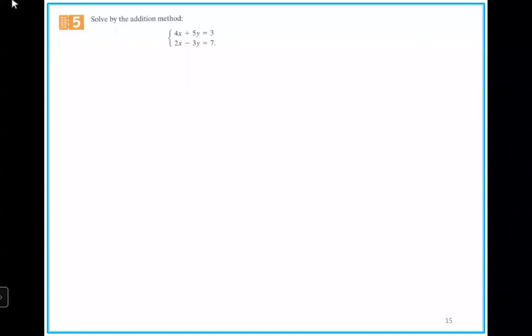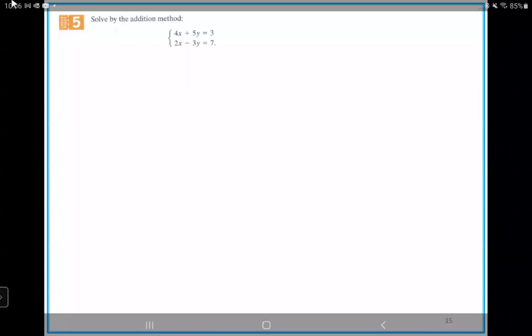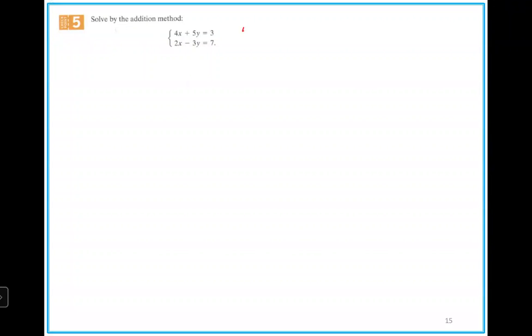So if you multiply by 2, you won't touch the top one. It'll be 4x plus 5y equals 3. And then if you multiply the second by -2, you're going to get -4x minus 6y equals 14. Now that they have opposite signs, you could now eliminate that.